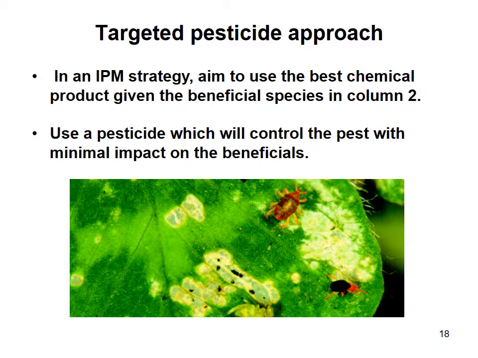In contrast, using an IPM strategy, the aim is to use the best chemical product given the beneficial species listed in column 2 of our table on the previous slide. That is, using a pesticide that will control the pest but with minimal impact on the beneficials. And the range of beneficials will almost certainly be different in different regions or at different times of the year. So the selected chemical pesticide could also be different.